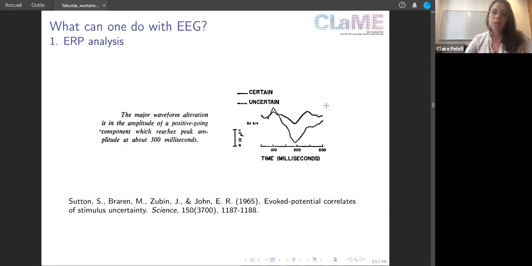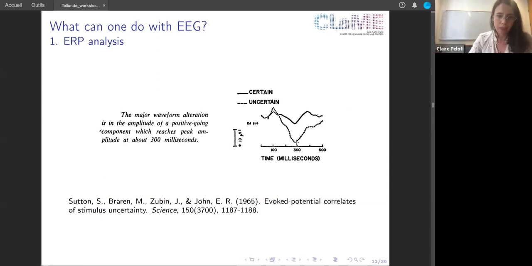And when you record the neural signal and then you average the trials and separate the certain condition and the uncertain condition, this is what you get. You get a neural response that differs very much between the two conditions. And you can see that the main difference is appearing as this peak here at 300 milliseconds. And the text says, the major waveform alteration is the amplitude of a positive going component, which peaks at about 300 milliseconds. So this is actually the first description of the P300 that has been all over the place ever since.